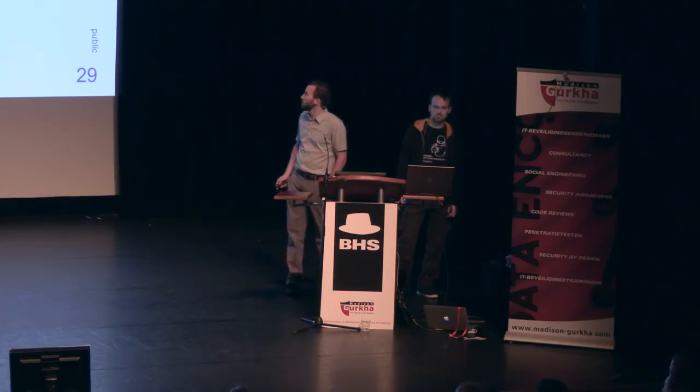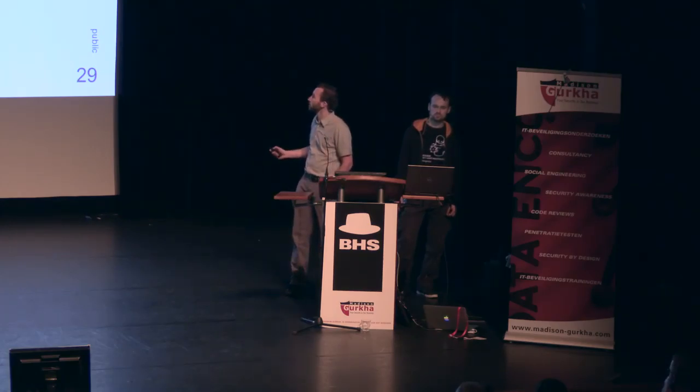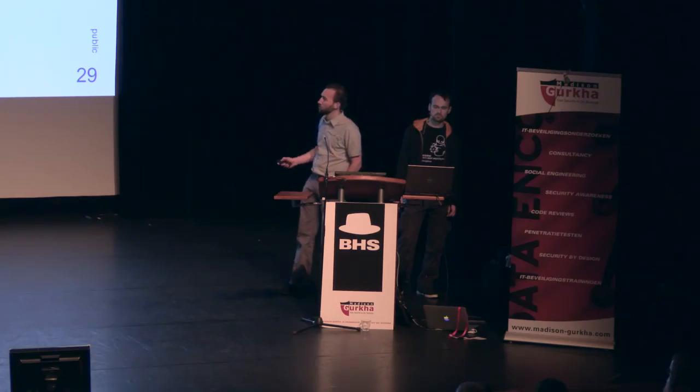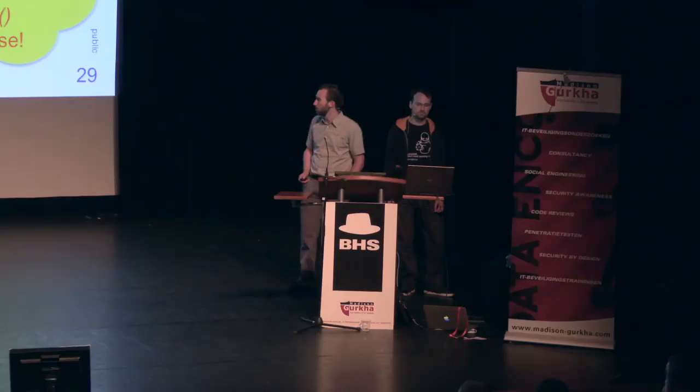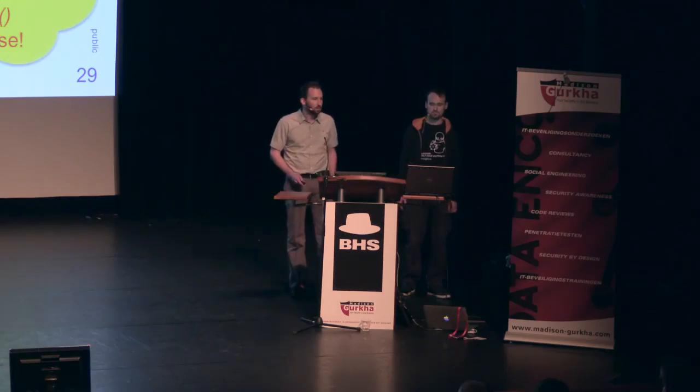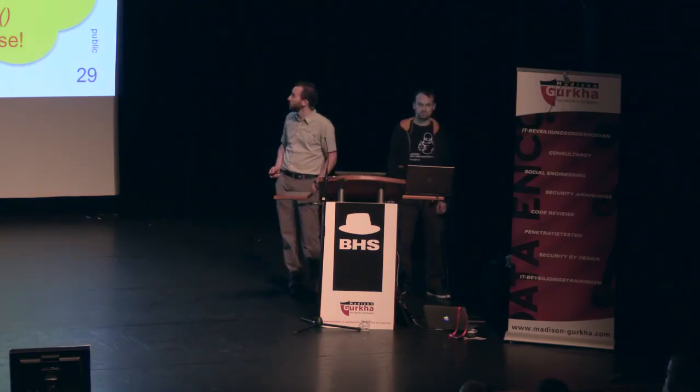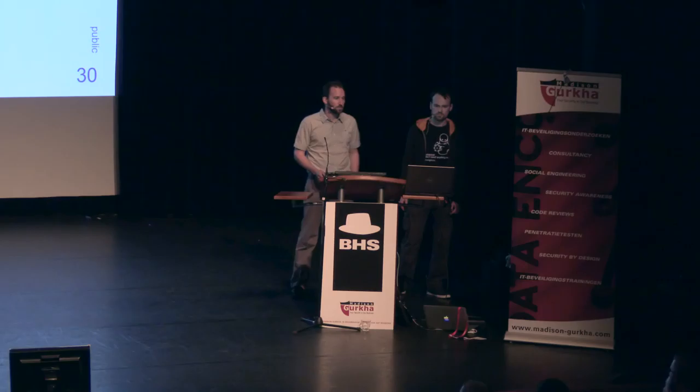So in this case, we have a really nice debuggable check that checks to see if the application is debuggable. We have a very nice emulator check, which returns a Boolean to see whether or not the application is running in an emulator. And we can just remove those two functions, and I'll have it always return false, in which case our application is now not in the debuggable state and not running in an emulator while it actually is. So again, we have managed to make these checks completely worthless.